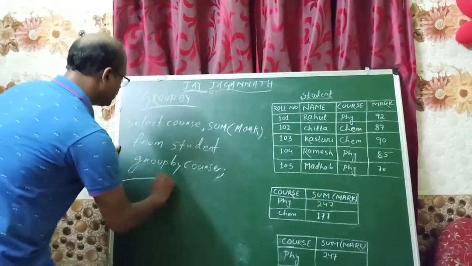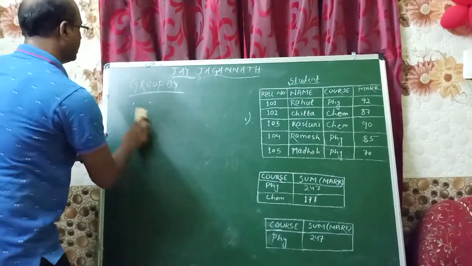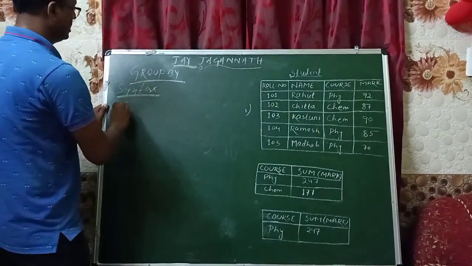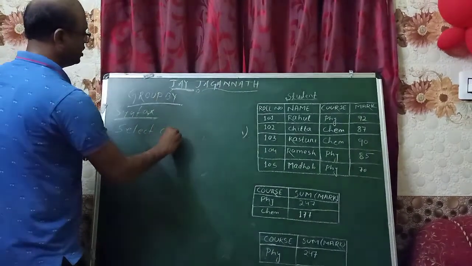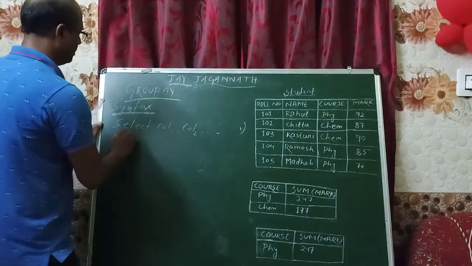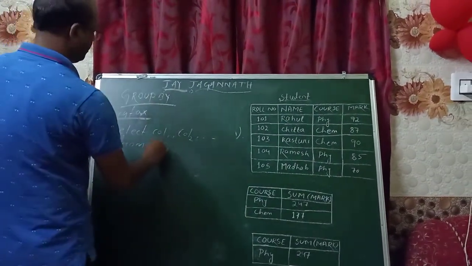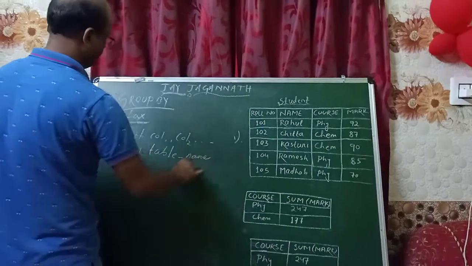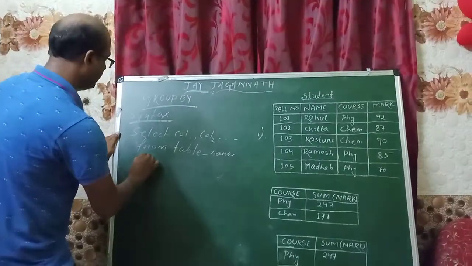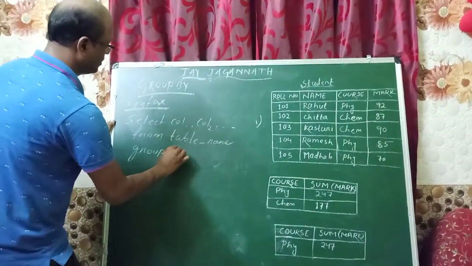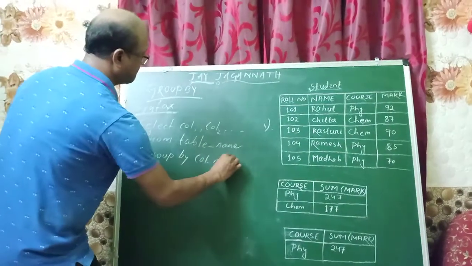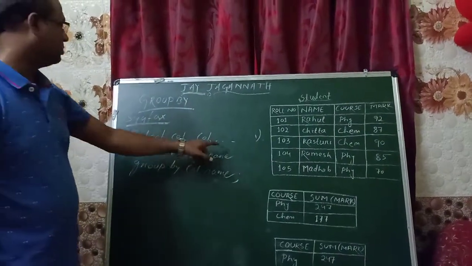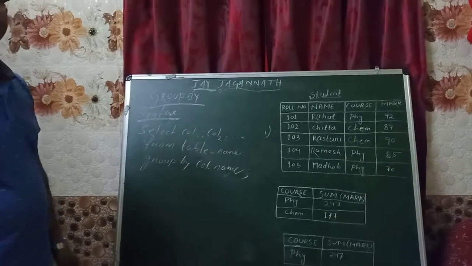The syntax of group by clause is: select column 1, column 2 from table name group by column name. This is the syntax.